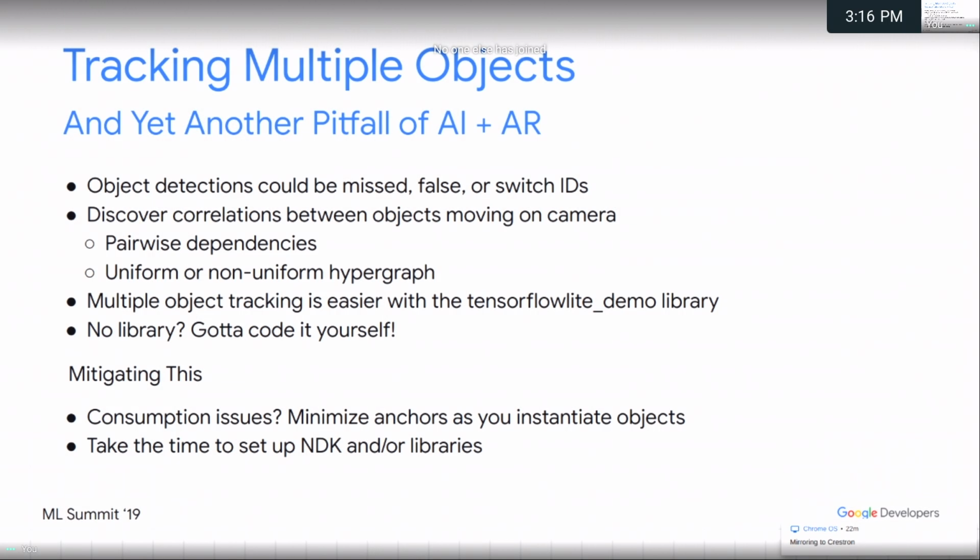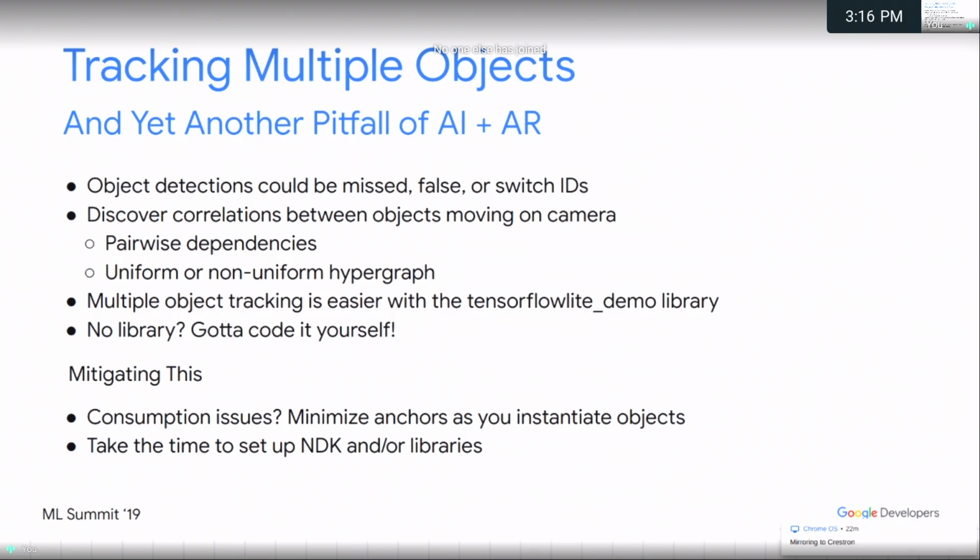Then let's talk about tracking multiple objects, like you saw with my big bunch of computer monitors. Object detections could be straight up wrong, they could be missed, or they could just flip-flop IDs, as you saw with the colored boxes that were changing earlier on. One way to reconcile this is to discover the correlations between the objects moving on camera. You could possibly use pairwise dependencies or some cutting-edge research with non-uniform hypergraphs. There could be a bunch of different ways to solve this. However, just build a library in Bazel that's going to solve a lot of problems. Otherwise, you're going to have to code it yourself.